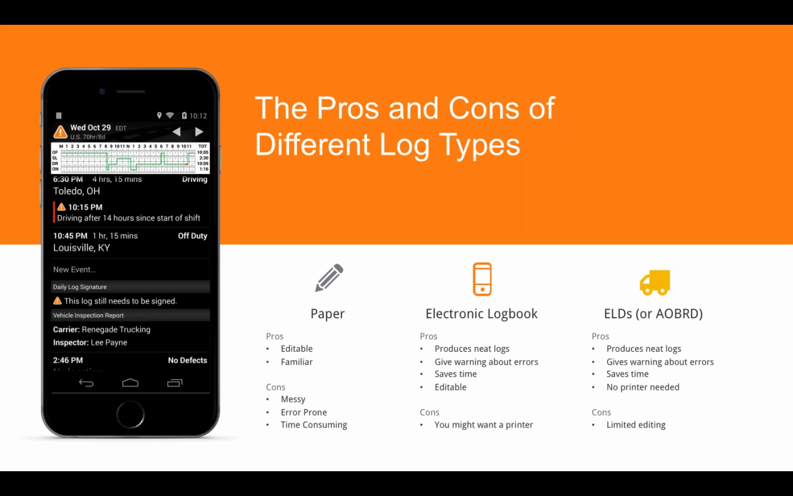So ELDs and AOBRDs, they provide all the benefits that an electronic logbook provides you: the simplicity, saving time, automated. And another big benefit is that they don't actually require a printer. So if you're worried about having to print your logs, we do recommend getting a DashLink, which is BigRoad's AOBRD system, soon to be ELD, which will allow you to avoid having to have a printer.